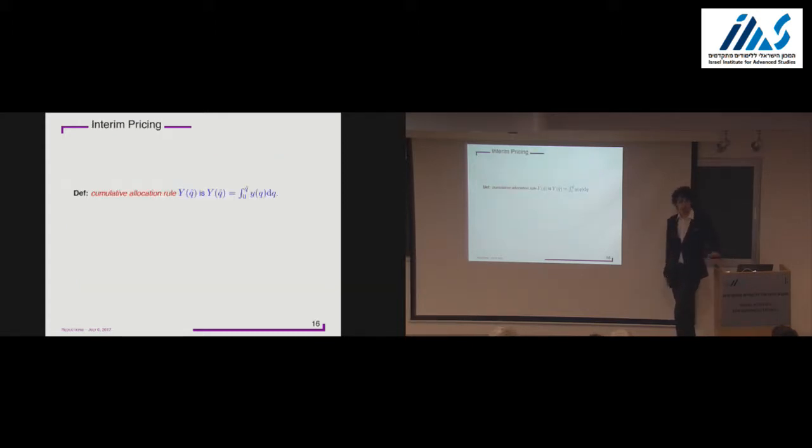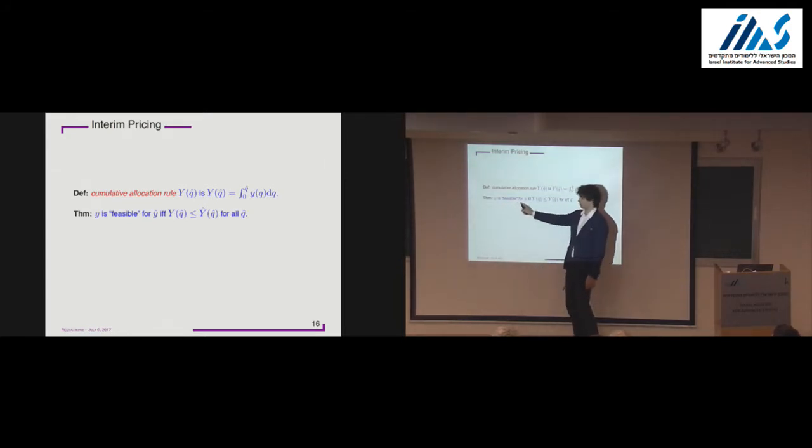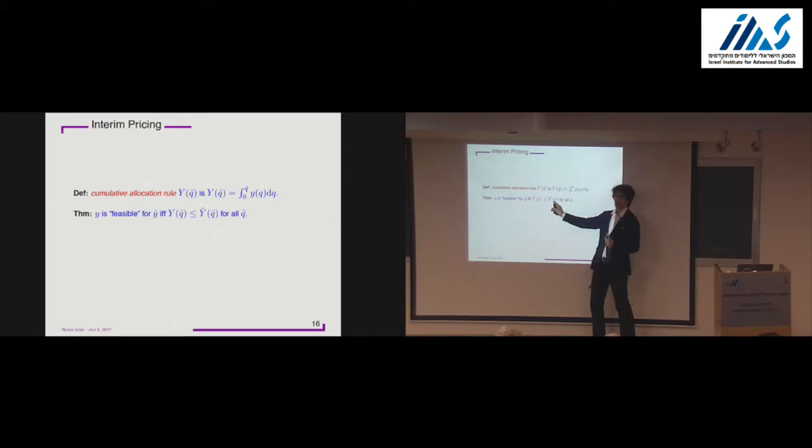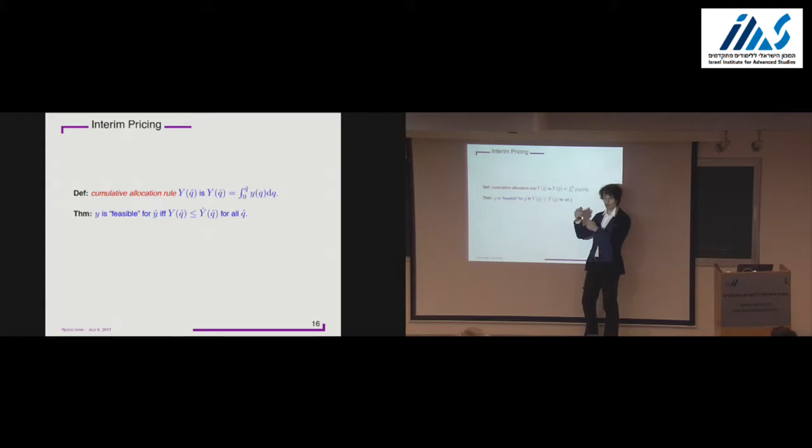Okay, I now want to make things a little bit more complicated. Define the cumulative allocation rule to be the integral of this allocation rule. That's a nice concave function because the allocation rule is decreasing. I'm going to say an allocation rule y is feasible for an allocation constraint y hat, which constrains how much I'm allowed to serve strong types versus weak types, if the cumulative allocation rule of y at any quantile is less than the cumulative allocation constraint of y hat. What this means essentially is y is allowed to serve strong types with less probability than y hat. It can shift mass down. Shifting mass down means the integral is going to be upper bounded by.